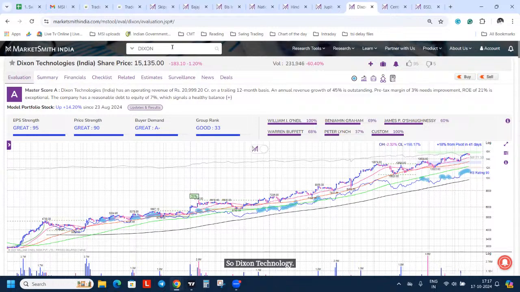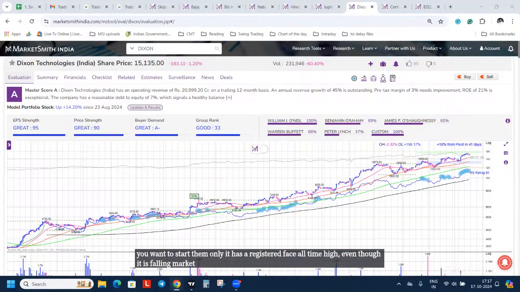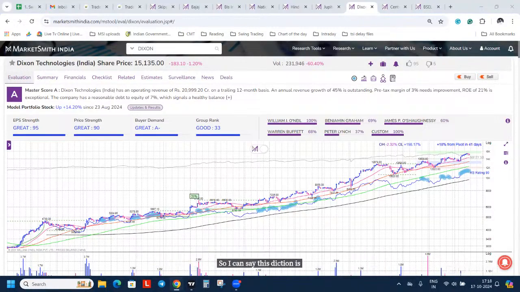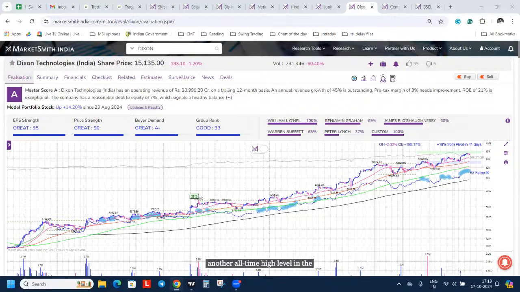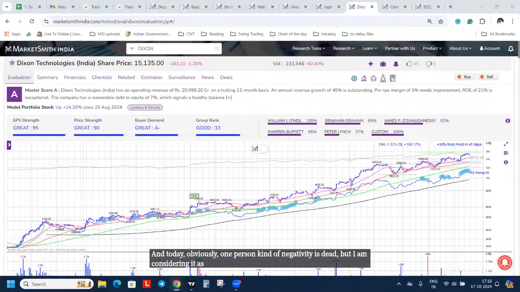Dixon Technology is trending almost near its all-time high. Even yesterday it registered a fresh all-time high, even though it is a falling market. So I can say Dixon is clearly outperforming. It is clearly forming a higher top, higher bottom formation, trending above all key moving averages. And yesterday it formed another all-time high in the range of approximately 15,500 kind of zone. And today, obviously, there is 1% negativity, but I am considering it a normal course of correction in today's session.